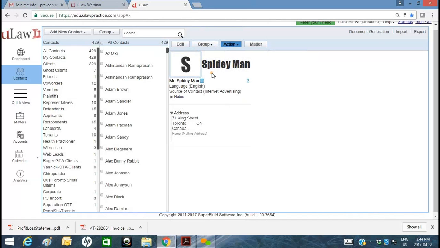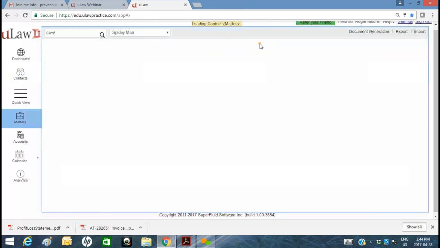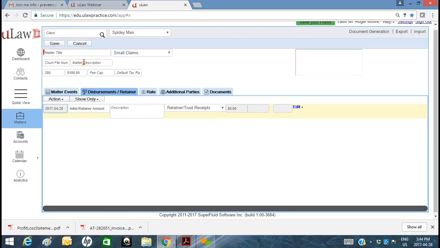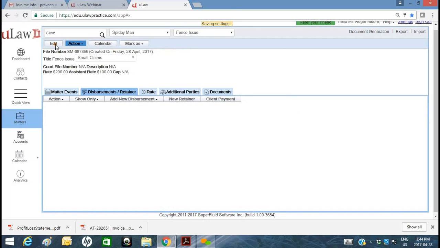So let's say for Spidey Man, we go ahead and create a matter. I don't know, really because of everything that's happening politically today, a fence issue always comes to mind. So I'm going to put that in small claims. Linda, I'm certainly going to answer your question. So let's go ahead and save. It's basically a fence issue that you're working on for Mr. Spidey Man, and let's say it's a small claim.